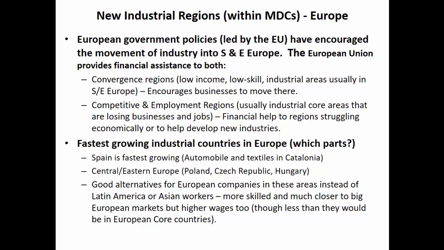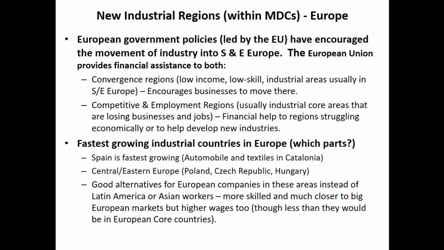The EU, in fact, has provided financial assistance to two different groups. First, to what are called convergence regions. These are low-income regions, low-skilled job regions. These are industrial areas, usually in Southern and Eastern Europe. They try to give money or assistance to this region and to businesses that agree to move there. So if you agree to move to this low-income, low-skill area in order to try to boost the income levels and the skill level of workers, then you'll get help from the EU. You'll get assistance in order to do so. It's a lot like if the U.S. government encouraged businesses to relocate to the inner city to take advantage of jobs there.